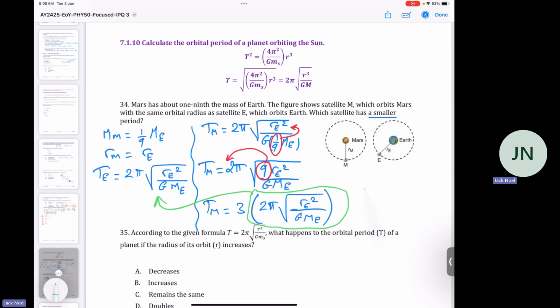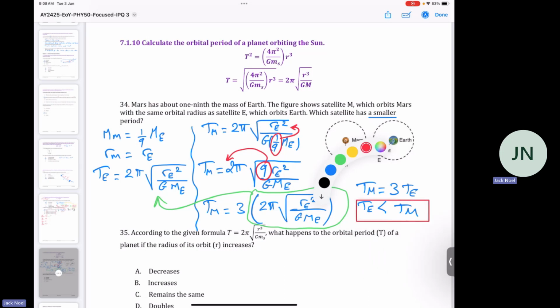So Tm equals 3 TE. So which one is smaller, TM or TE? TM is bigger than TE, is larger than TE by 3 times. So it means that TE is smaller than TM. Okay. That's also done.